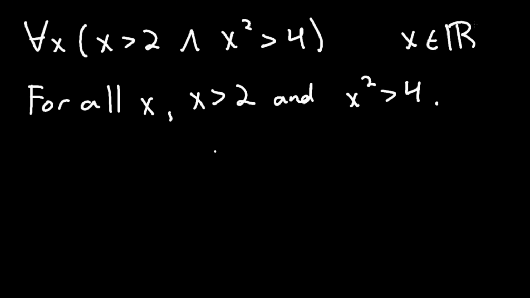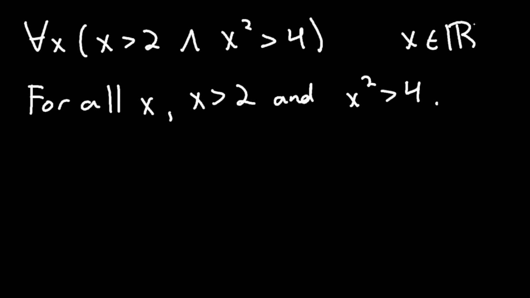The domain is all real numbers, and here's the thing: for all x, x is greater than 2, right? So for all real numbers, is all real numbers greater than 2? No, right? That's clearly not the case. All real numbers are not greater than 2. Okay, 0 is a real number; it's not greater than 2. So this quantified statement is false, right? There exists one false value, so the entire thing is false.